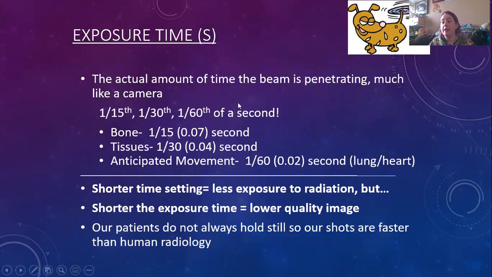The shorter the time setting that we have, the less exposure to radiation. But the shorter the exposure time, we also will have a lower quality image. Our patients don't always hold still, so in veterinary medicine, it's even more important to have a faster shot than, say, in human medicine, for example.